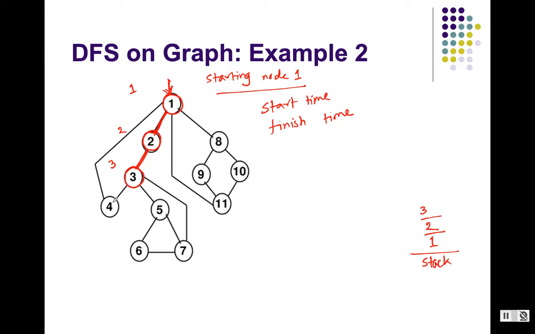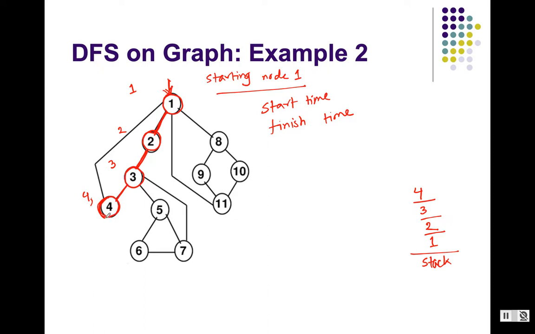Now 3 has two neighbors, nodes 4 and 5. We can visit any one of them first, and depending on which one we visit, our DFS tree may look different. Let's visit 4 using this edge. In that case we'll push node 4, and its visiting time will be 4. You can see we are going deep, from 1 to 2 to 3 to 4.